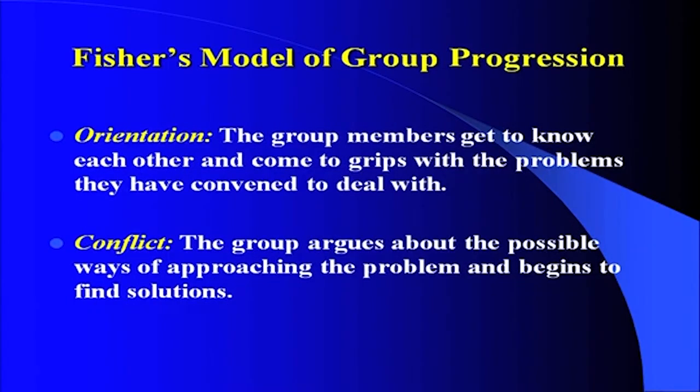Now, there is a scholar who is called Fisher, and this Fisher's model is very, very relevant in this context. Fisher model of group progression, how the group progresses. There are some stages. The first one is orientation. The group members get to know each other and come to grips with the problems they have convened to deal with. There should be a need and understanding that what exactly the group members are going to do, for what purpose they have come together. So that orientation in the beginning should be there.